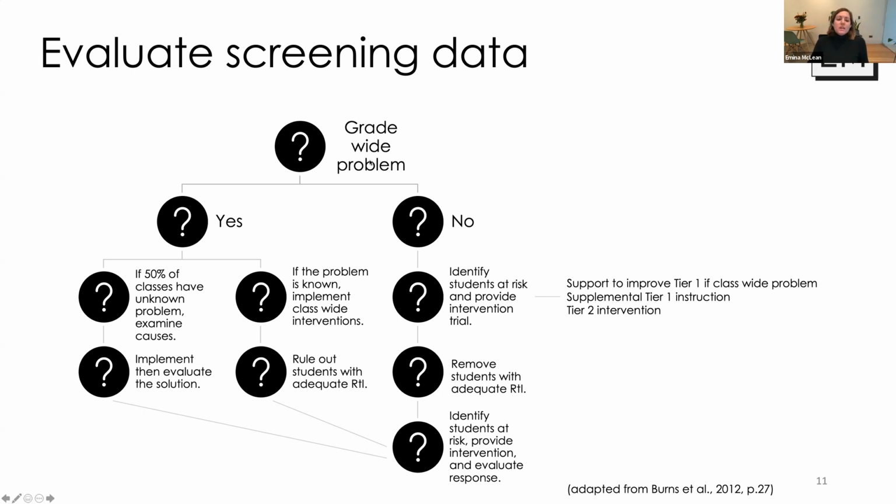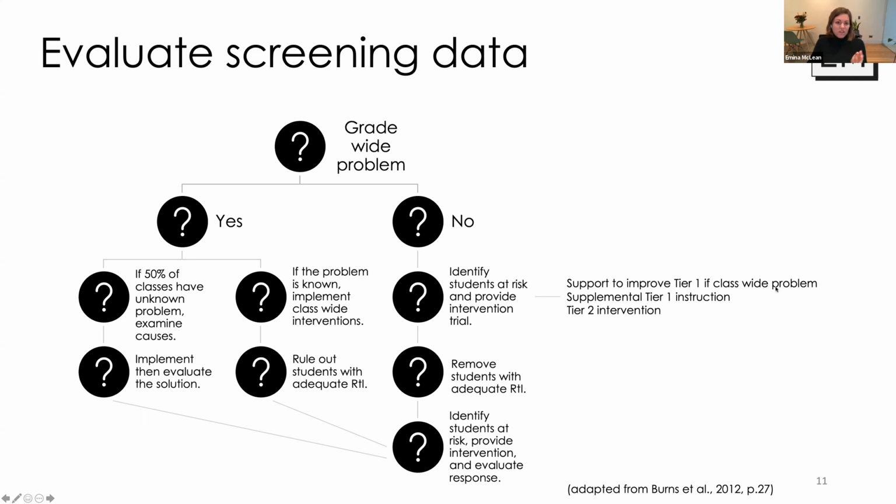If there's not a grade-wide problem, so that means that less than 50% of classes in that grade are demonstrating through the data that students are really struggling, we can go down and identify students at risk and provide intervention. Now, there's a few layers to this. Just because it's not a grade-wide problem, there still could be individual classes with students who are struggling way more than they should be, right? So we say, okay, prep doesn't have a grade-wide problem, but 2 of the 6 prep classes, there's something going on there. So the solutions here are either support to improve tier 1 instruction if there's a class-wide problem.